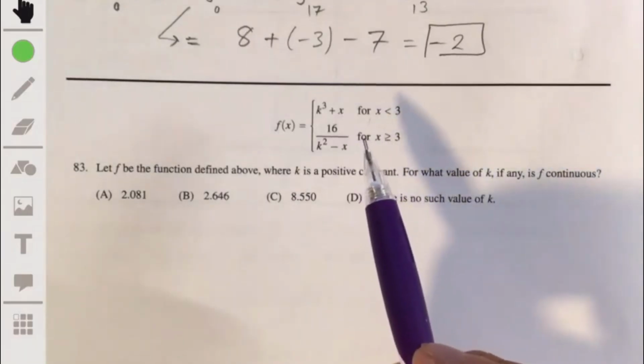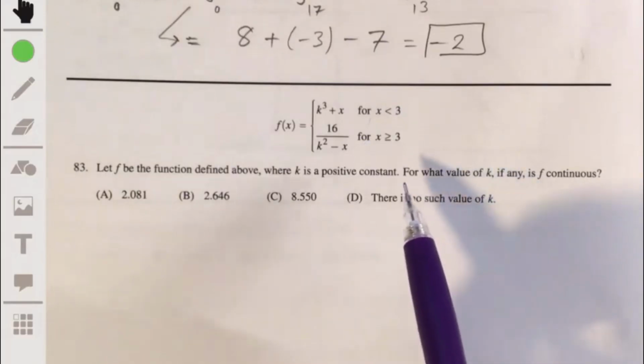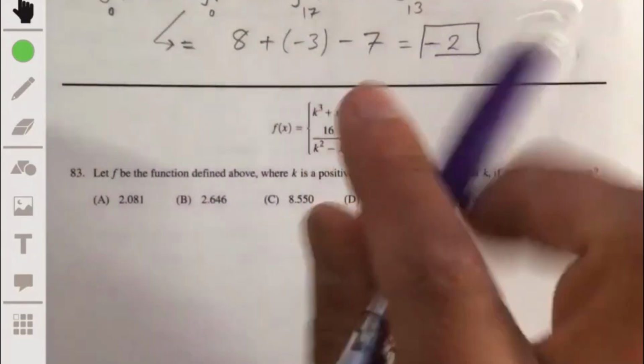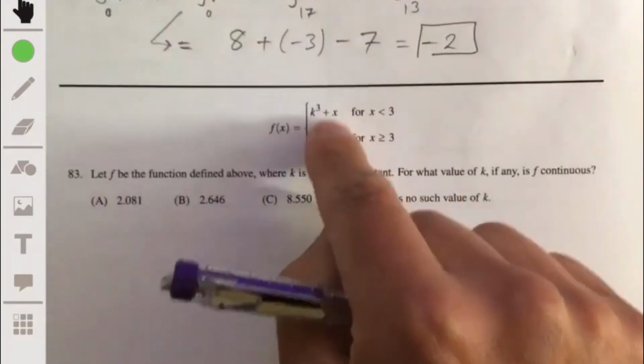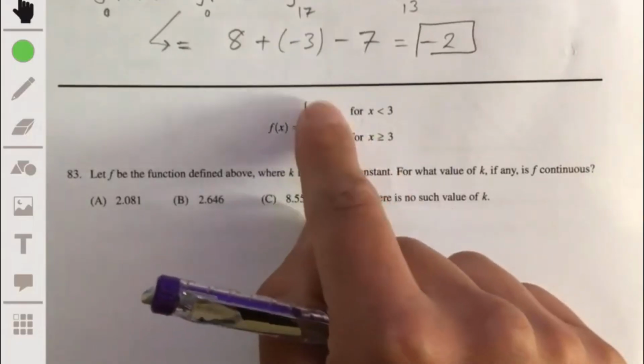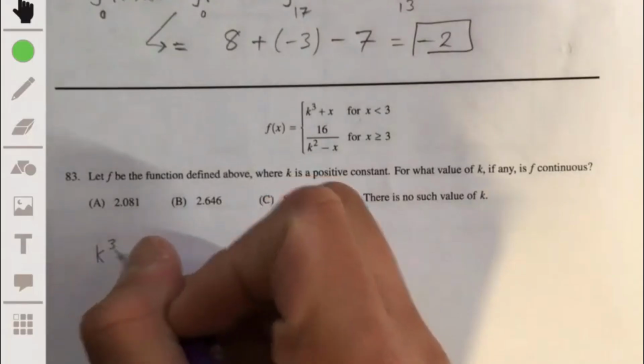Okay. So we basically want to make it so this part of the graph connects with this part. So we want to set this equal to that. That's the first key to recognize.